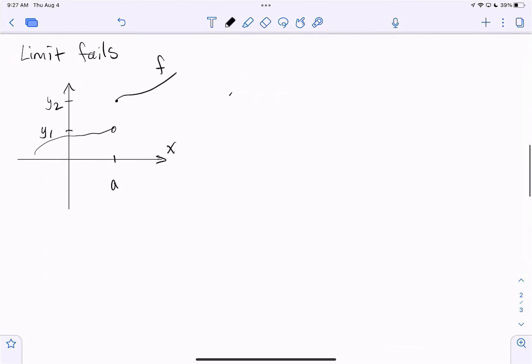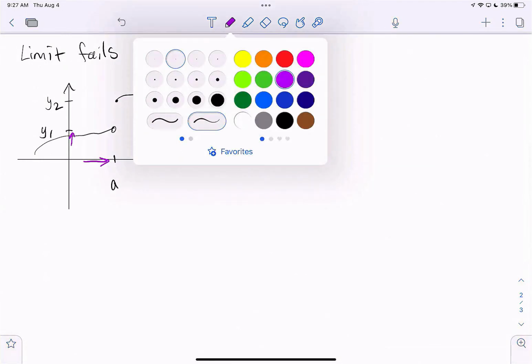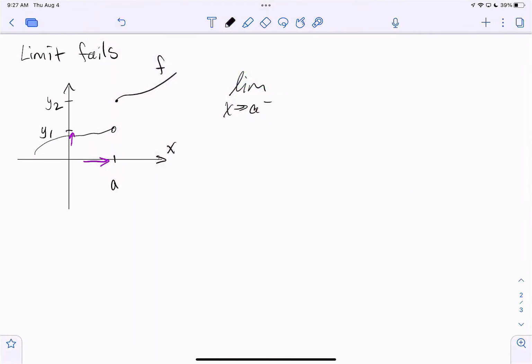Here we would say that the limit as x approaches a from the minus side, so that would be from numbers smaller than a, you can see that we would be approaching y1, right? So the way we'll write that is that the limit as x approaches a from the minus side of f of x is equal to y1. Let's go with some colors here.